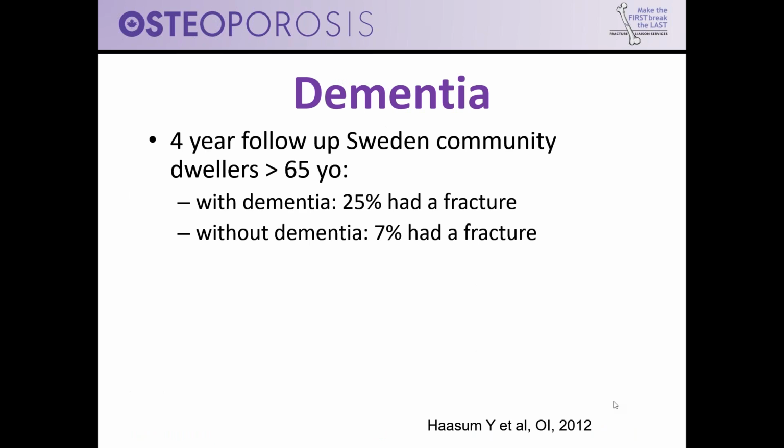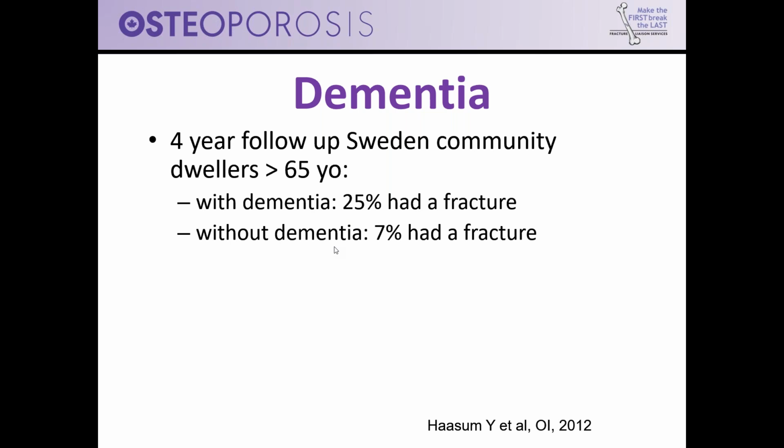This is a study that was done in Sweden. It was looking at community dwellers age 65 and up who were followed for 4 years. And you can see that the patients with dementia were more likely to fracture than the patients without dementia. And that fits with what we've just said a minute ago in the last slide.